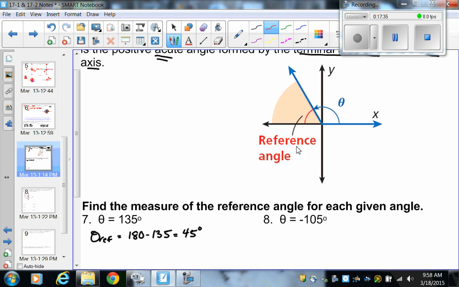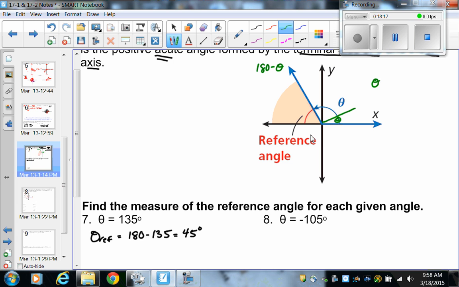Now, before I go any further, let me give you a little word of advice here. If theta's in the first quadrant, so say your angle is right here, then your terminal side is going to make an acute angle with the x-axis. So over here, your reference angle is just theta. If you're in the second quadrant, like we were for 135 degrees, the acute angle formed with the terminal side and the x-axis is going to be 180 minus theta.